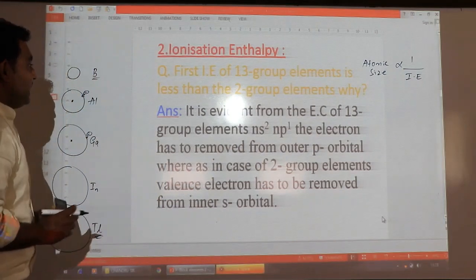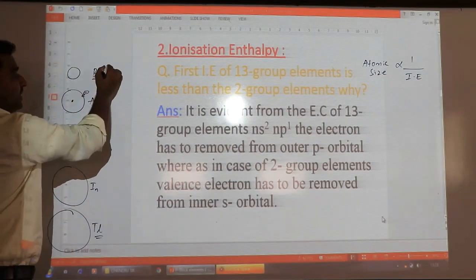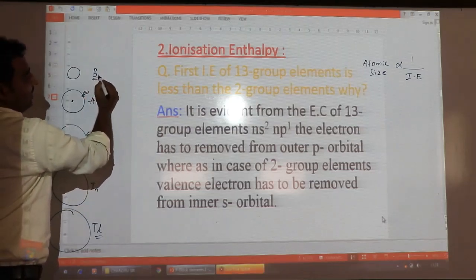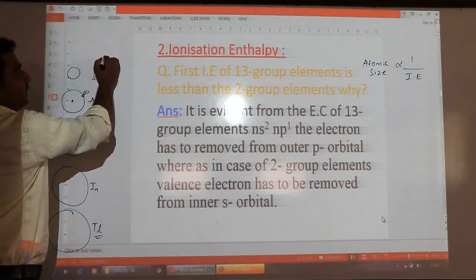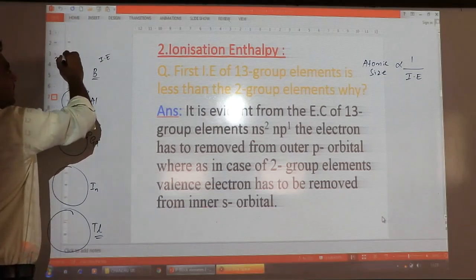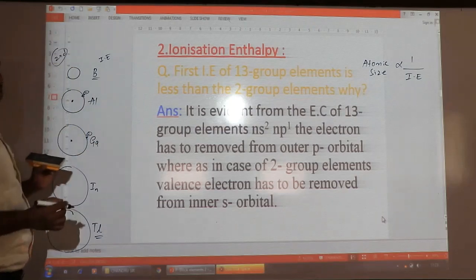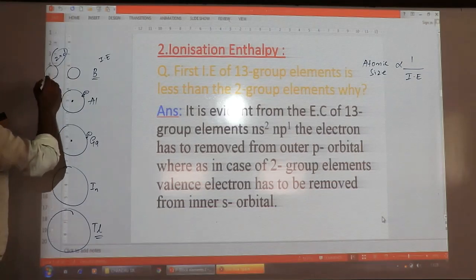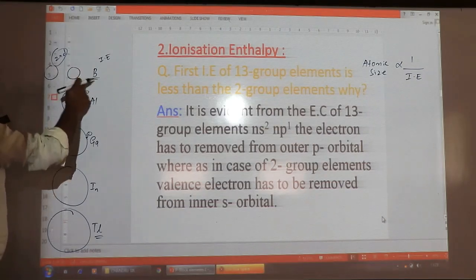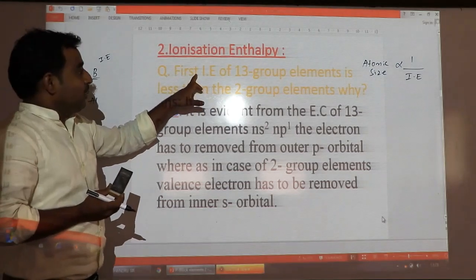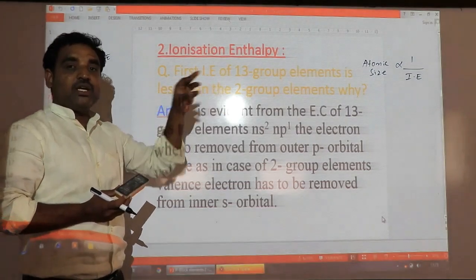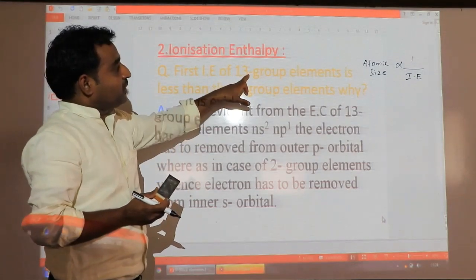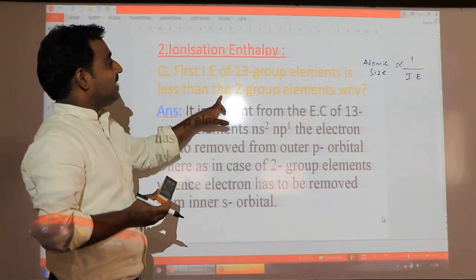The point is that here it also decreases, later we'll discuss the variations of this one. Now we can compare the ionization enthalpy of this 13th group with the second group elements. Second group elements are beryllium, magnesium, and so on, which have more size, and these are the 13th group elements. The question is that the first ionization enthalpy, in the sense of removing the first electron from the outermost shell, of the 13th group elements is less than the second group elements.